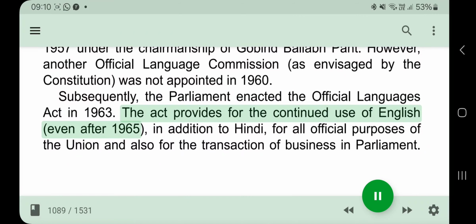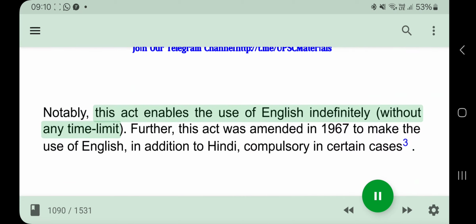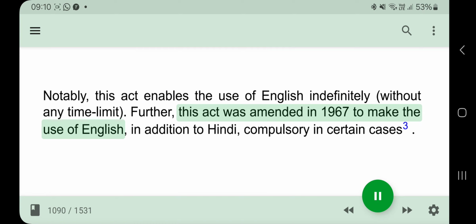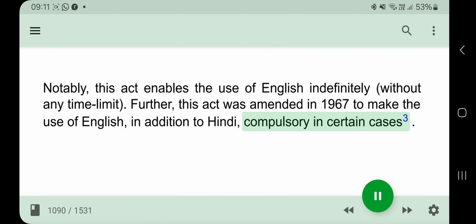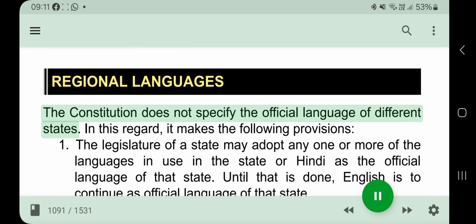The Act provides for the continued use of English, even after 1965, in addition to Hindi, for all official purposes of the Union and also for the transaction of business in Parliament. Notably, this Act enables the use of English indefinitely, without any time limit. Further, this Act was amended in 1967 to make the use of English, in addition to Hindi, compulsory in certain cases. 3. Regional languages. The Constitution does not specify the official language of different states.